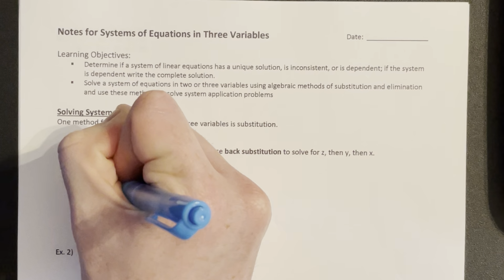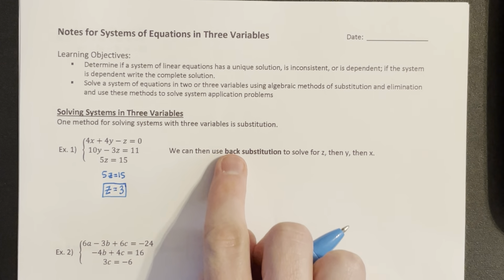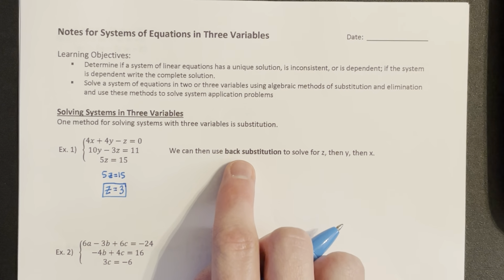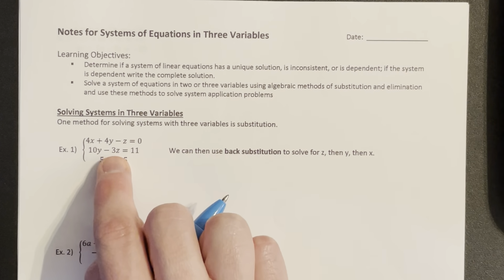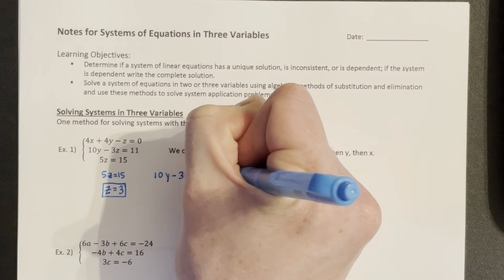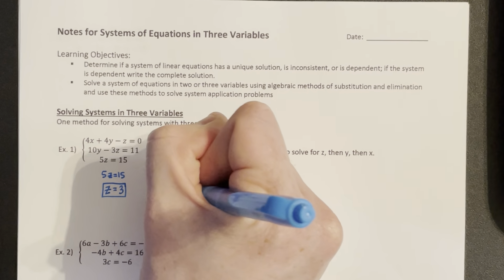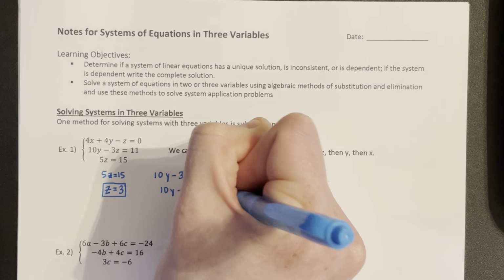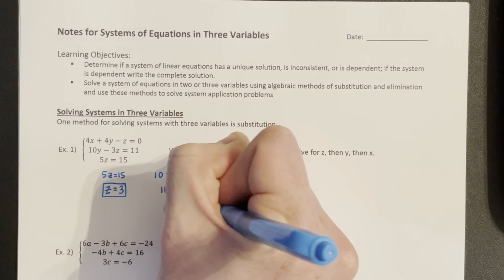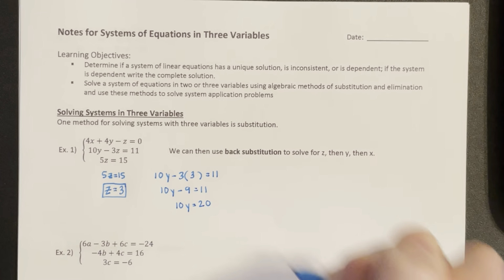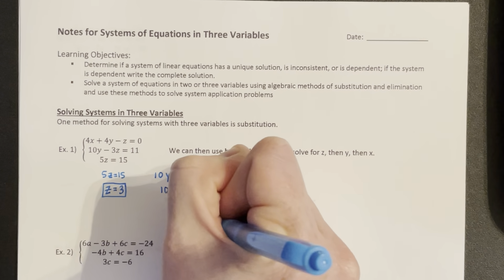So z equals 3. We're going to back substitute to solve for y because this has only two variables, y's and z's. So 10y minus 3z, well, z we just found to be 3, equals 11. 10y minus 9 equals 11, which means 10y equals 20 if we move the 9 over, and divide by 10 gives me 2.